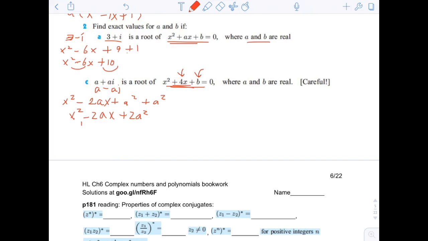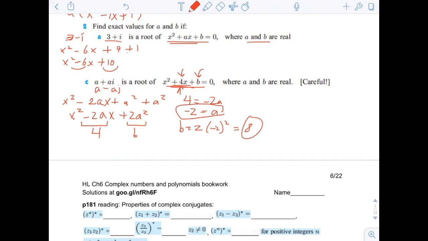So first of all, we notice that minus 2a is equal to positive 4, right? Positive 4. And the other thing we notice is 2a squared equals b. Okay. So first of all, we know that 4 is equal to negative 2a. So that means a is also equal to negative 2. And we know that b is equal to 2a squared. So that's 2 times negative 2 squared, which is equal to 8. So a is equal to negative 2 and b equals 8.